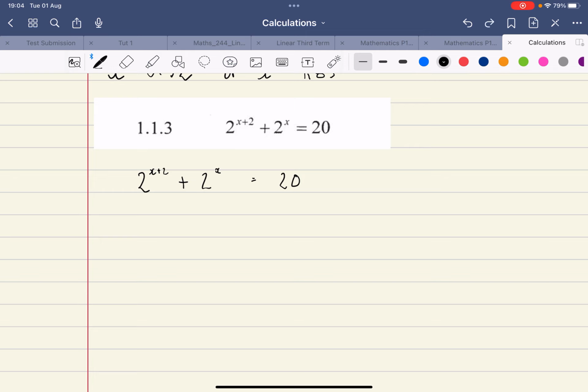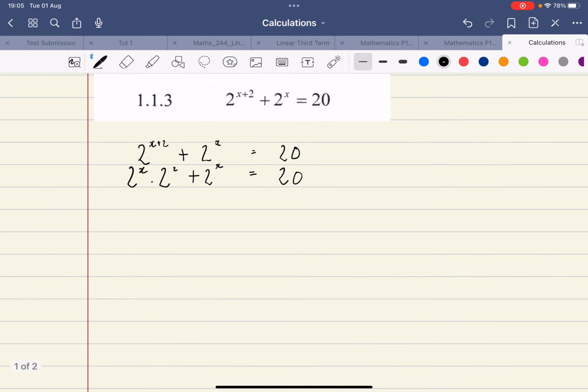So how can we break up 2 to the x plus 2? Well, that's the same as saying 2 to the x times 2 to the 2 plus 2 to the x equals 20. And then hopefully you can see that we now have a common factor. So let's pull that out. 2 to the x, 2 to the 2 plus 1 equals 20.